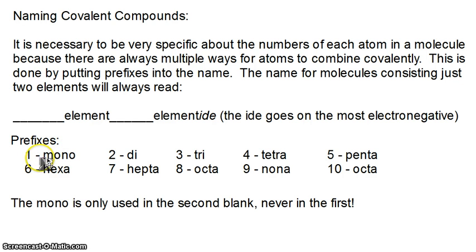The prefixes we use are listed here. So one is mono, two is di, three is tri, and so on. These are the prefixes that you're going to need to know for naming and going back and forth between the name and the formula of the compound. It should be pointed out here that mono is only used in the second blank, never in the first. And once we see some example compounds, you'll see that you've actually already known that.